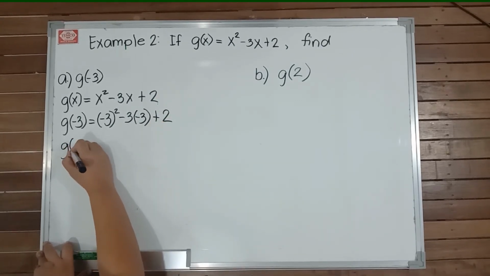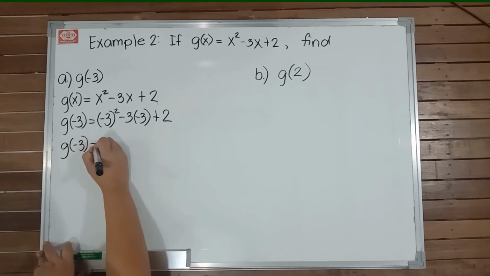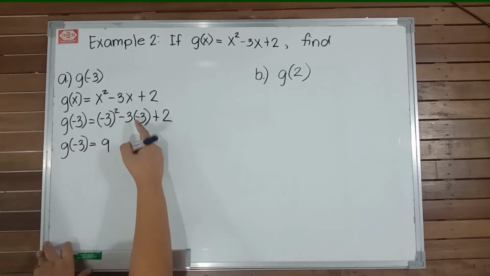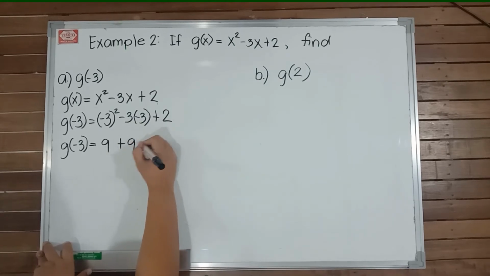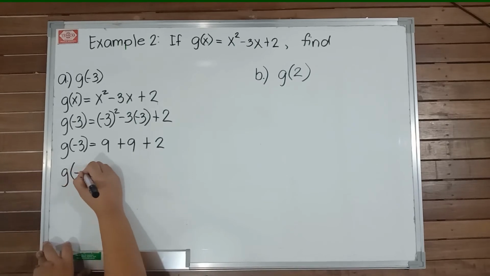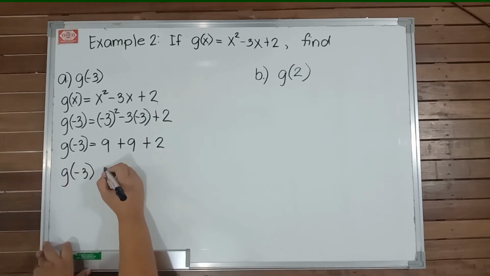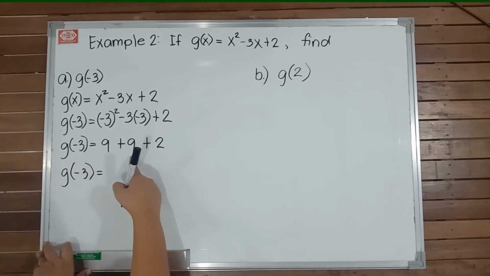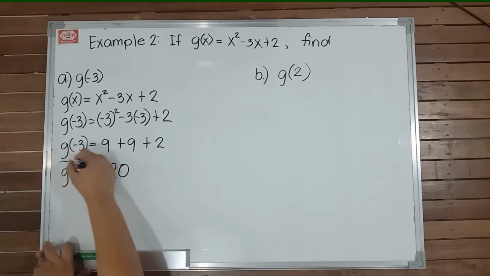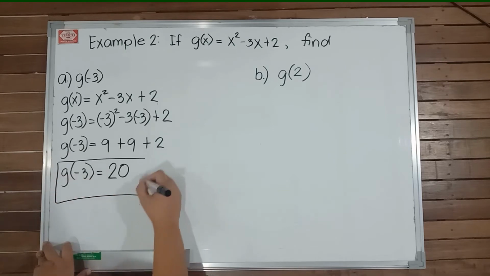g of negative 3 equals negative 3 times negative 3 is positive 9. Negative 3 times negative 3 is positive 9 plus 2. g of negative 3 is 9 plus 9 is 18 plus 2 is 20. So our g of negative 3 is 20.